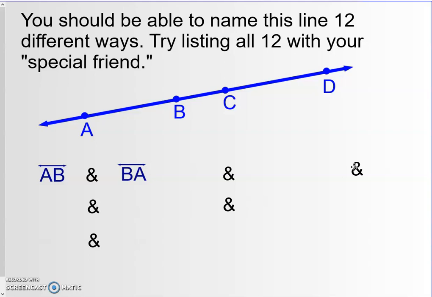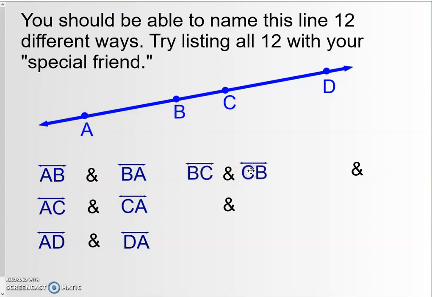Hey, welcome back. I hope you paused the video. Don't just sit there and run through it and let me do all the work. See if you can do this. I came up with line AC and line CA. I came up with line AD and line DA. My next batch, instead of starting with A like I did here, I started with B, so I got line BC and line CB. I also did line BD and line DB. And my final name for this line, I started with C. Line CD and line DC.